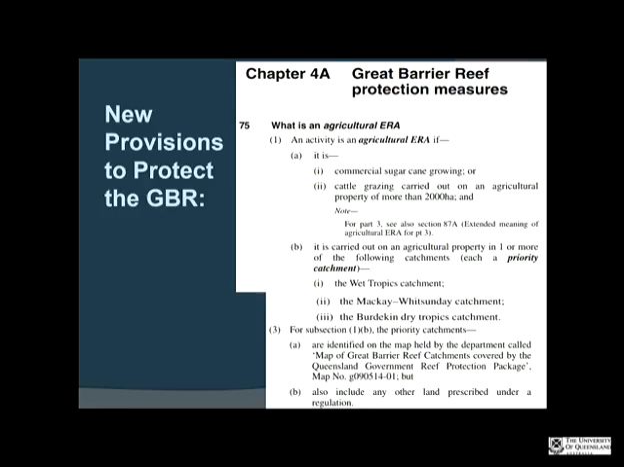Well, due to fairly recent changes, there's this new thing known as an agricultural environmentally relevant activity. And this is all about protecting the Great Barrier Reef. We talked about the runoff into the Great Barrier Reef that's being caused by fertilizers and other chemical use on these farms. And so they're introducing these environmentally relevant activities for commercial sugar growing or cattle grazing where it's more than 2,000 hectares, where it falls within these priority catchments, so the Wet Tropics, the Mackay Whitsunday or the Burdekin Dry Tropics. And we'll talk about that a little bit more.